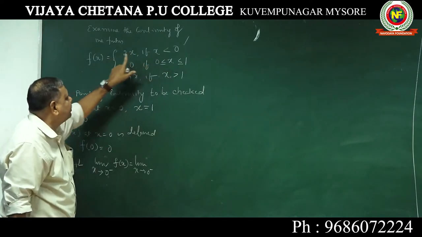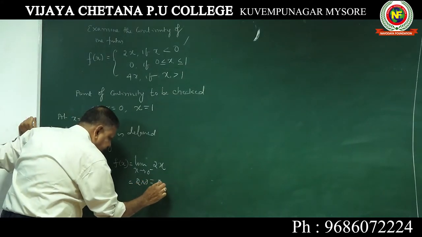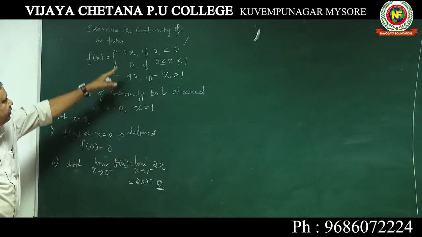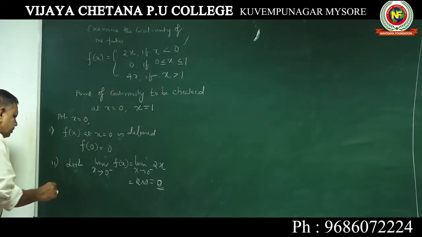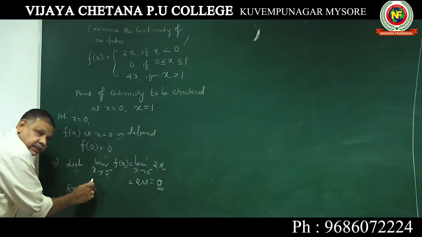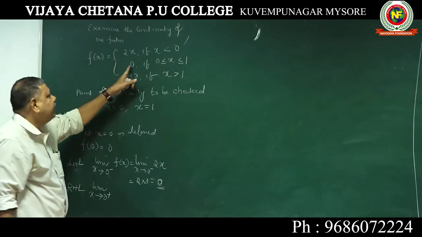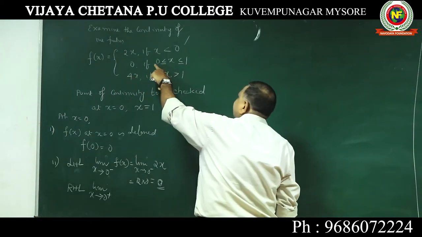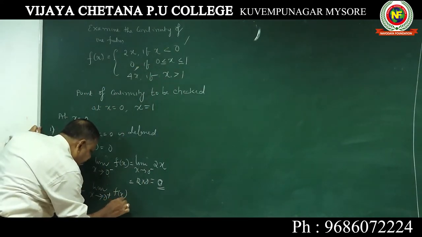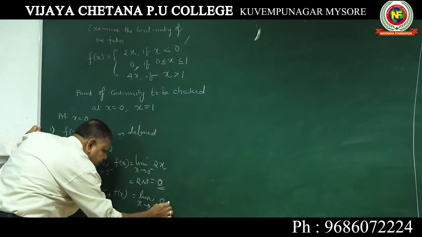So take f of x for x less than 0, which is 2x. With x going to 0, it is 2 into 0, which is 0. This is your left hand limit. Understood? You take x less than 0, and 0 minus of f of x. Now the right hand limit: limit as x tends to 0 plus. Here x is greater than 0, and the function f of x is 0. So the limit as x tends to 0 plus of f of x is 0.